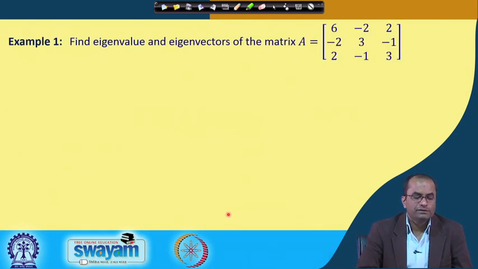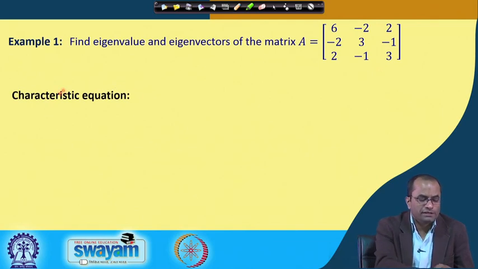So, first we will see with the help of many examples what situations arise here. In this case we find the eigenvalues and the eigenvectors of this matrix A, which is given as 6, minus 2, 2; minus 2, 3, 1; and 2, minus 1, 3. For this matrix we will compute the eigenvalues and eigenvectors. We have already computed these for several matrices in the last lecture, so we are now familiar with the computation of the eigenvalues.